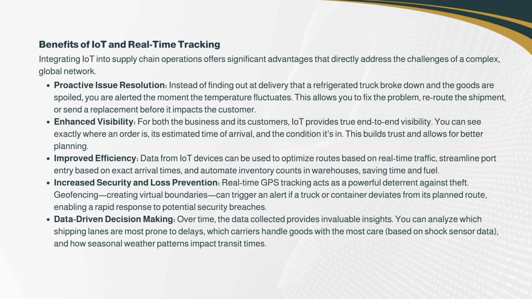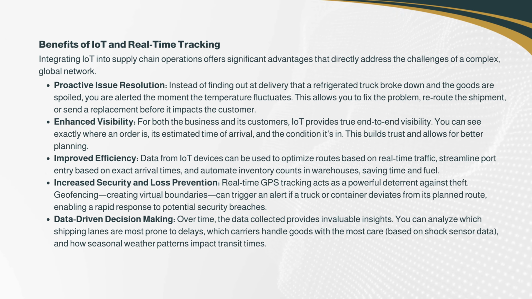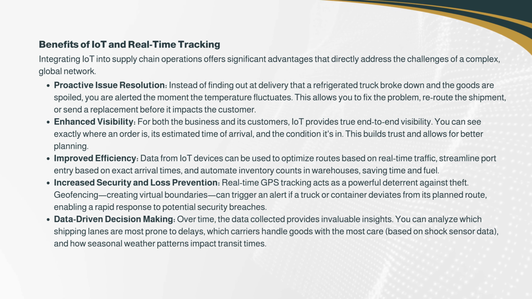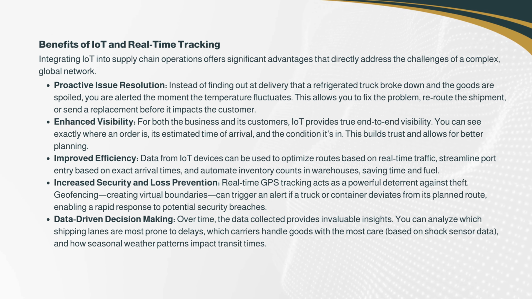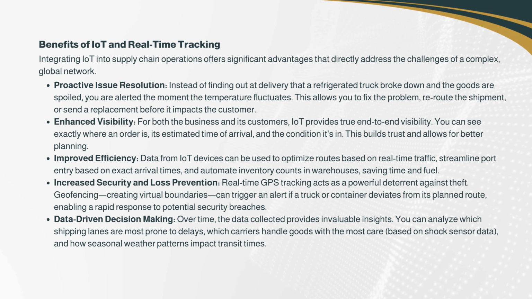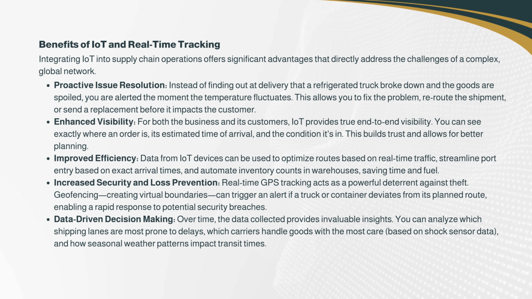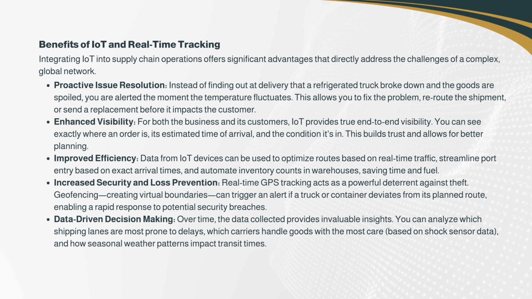Enhanced visibility. For both the business and its customers, IoT provides true end-to-end visibility. You can see exactly where an order is, its estimated time of arrival, and the condition it's in. This builds trust and allows for better planning. Improved efficiency. Data from IoT devices can be used to optimize routes based on real-time traffic, streamline port entry based on exact arrival times, and automate inventory counts in warehouses, saving time and fuel.